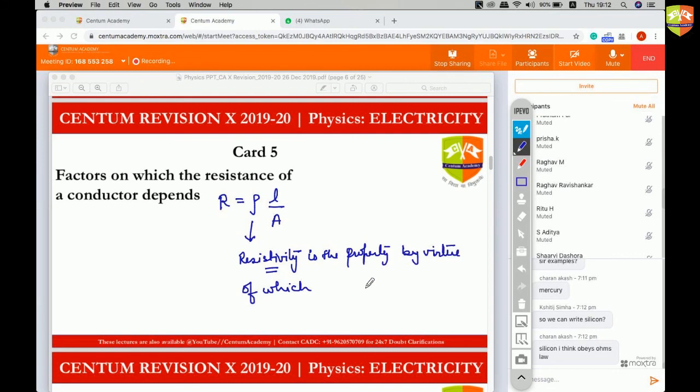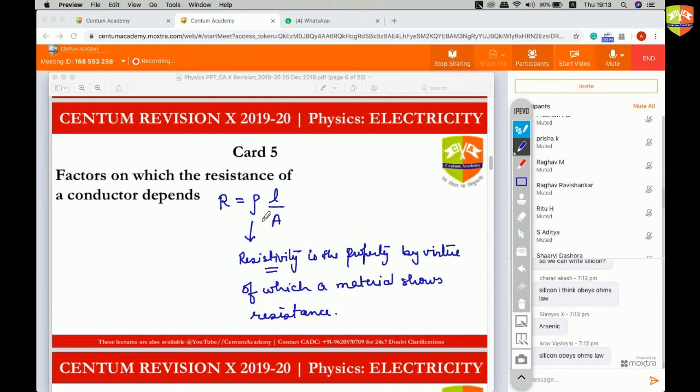Resistivity. Note it down: the property by virtue of which a material shows resistance is called resistivity. I am using a kind of bookish term, but they are required. Sir, can you repeat the statement again? I am writing it on screen. By virtue of which a material shows resistance. Clear?